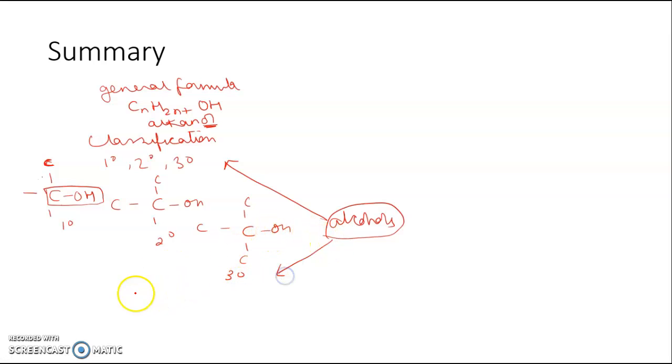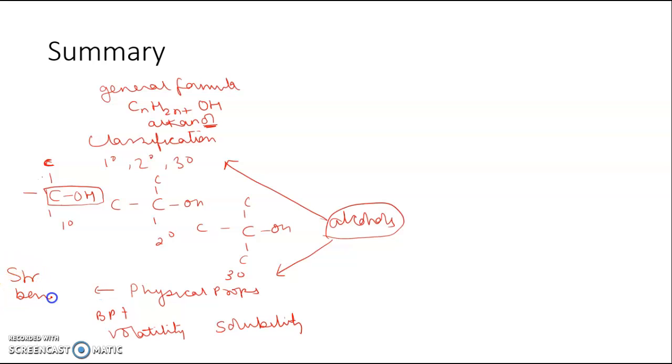We also looked into the physical properties of alcohol, and we compared the physical properties. As mentioned before, whenever we talk about physical properties, especially boiling point, then we looked into the volatility of alcohols. We also looked into the solubility of alcohol. In all of these, it's very important to note the structure and the bonding, especially the intermolecular forces. So we said that these all contain hydrogen bonding.